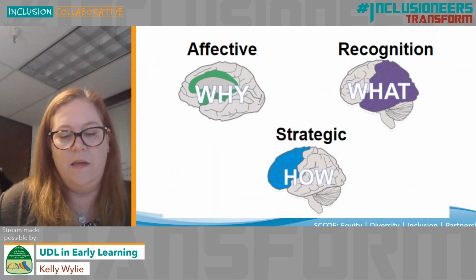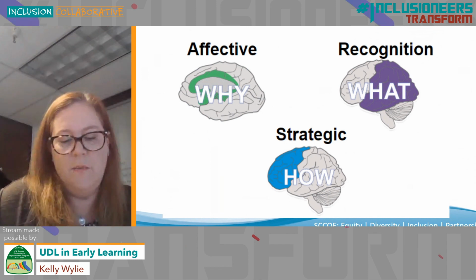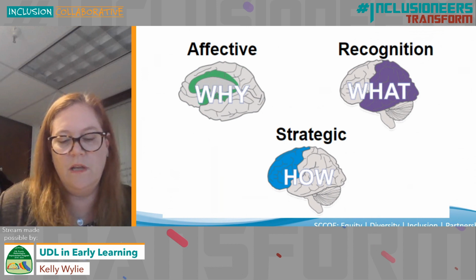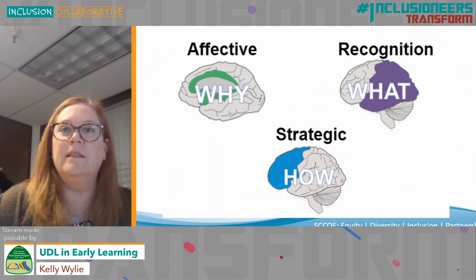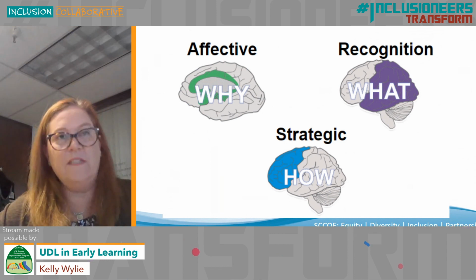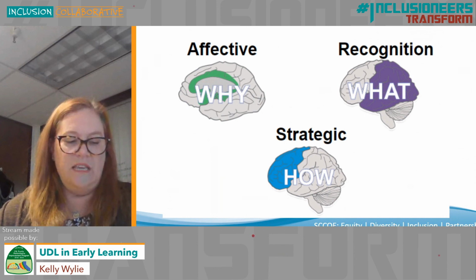Second, at the top right, we have the cognition networks. They figure out the what of learning. These networks take in information from the senses, process it in working memory, and store that information in long-term memory for later use. So your memory centers, visual, audio processing are all in the recognition networks. Finally, at the bottom center, we have the strategic network. These networks drive the how of learning. These are our get things done processes responsible for focusing attention, communicating and creating, and strategic thinking.